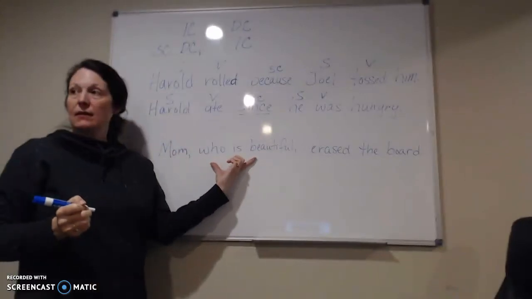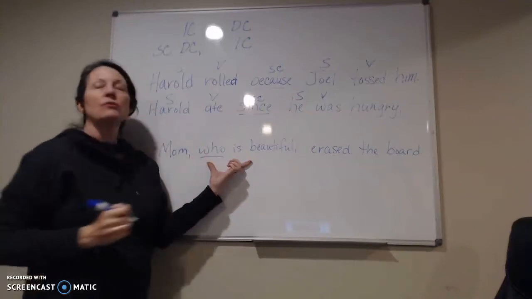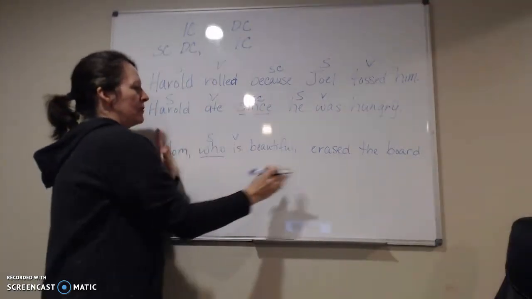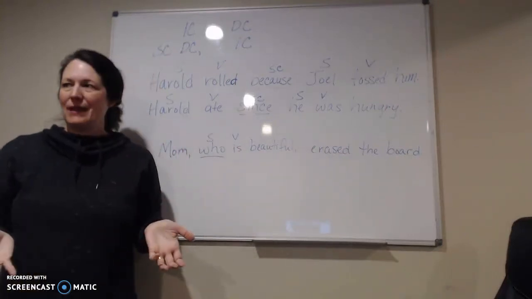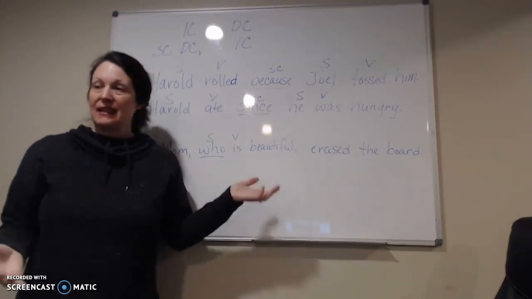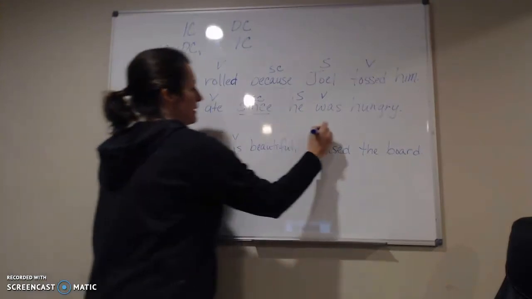erased the board. Now, this is an adjectival phrase because this one begins with a relative pronoun. This is the subject and this is the verb. But if I just say, who is beautiful, as a statement, that doesn't make sense. Who is beautiful? Well, I don't know. It doesn't make sense. But look, mom erased the board.